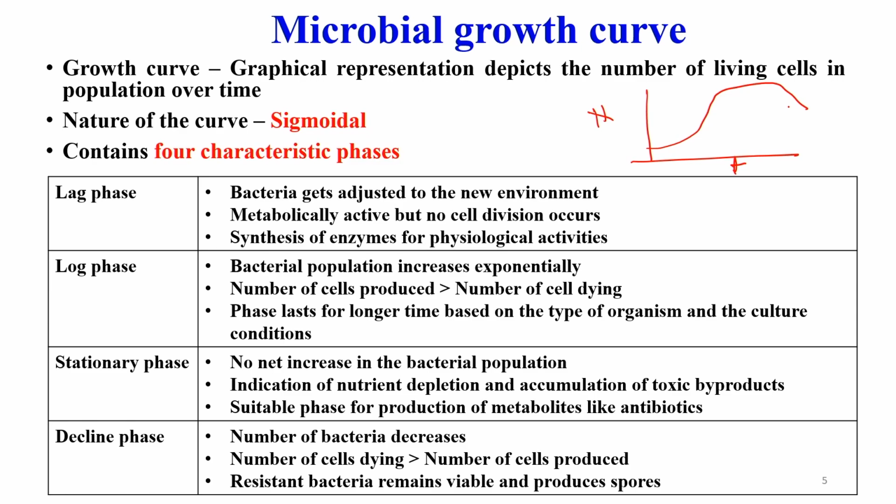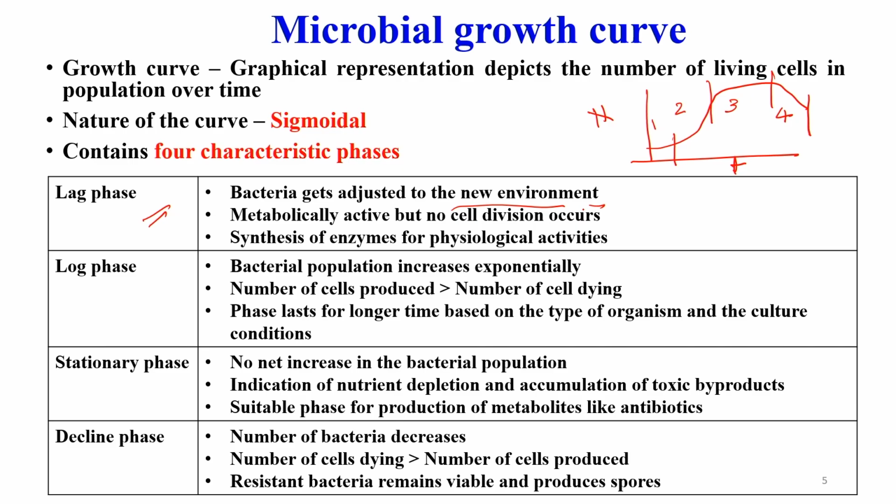Now, typically growth curve is a representation that depicts the number with time, and typically it follows a sigmoidal curve which has 4 different phases: phase 1, phase 2, phase 3, phase 4. First one is the lag phase, where bacteria or microbes get adjusted to new environment.